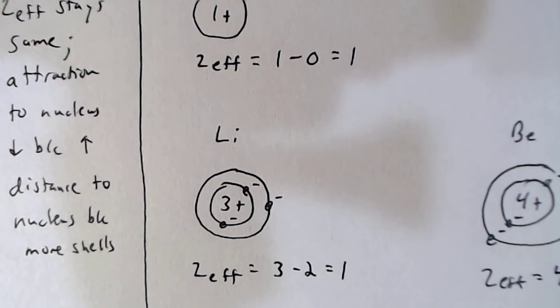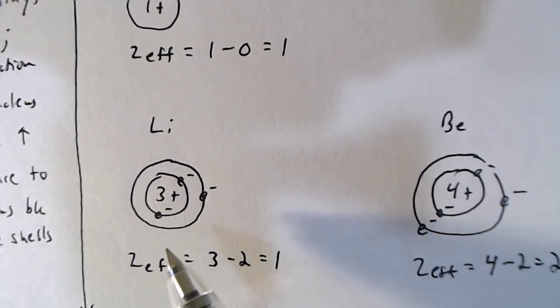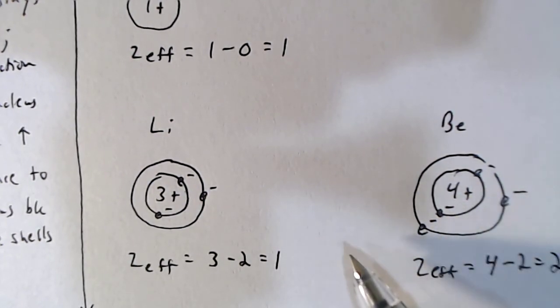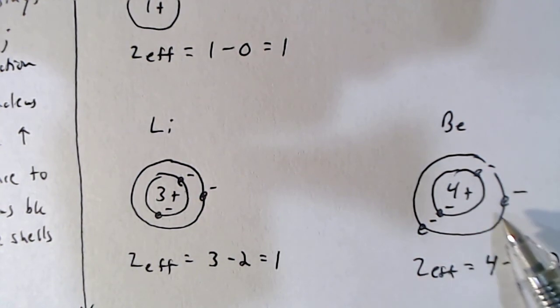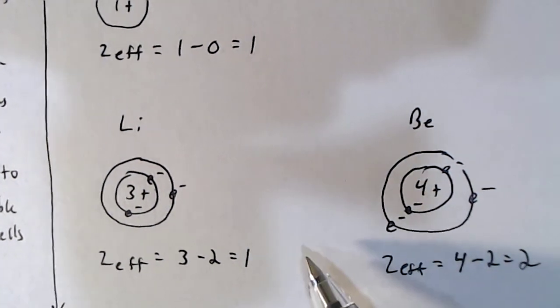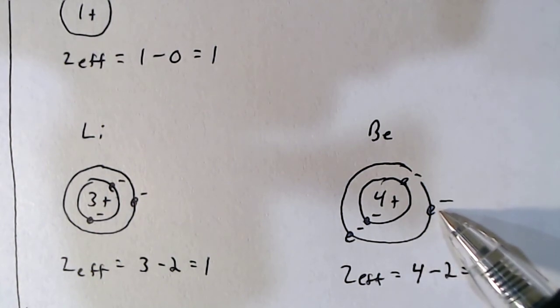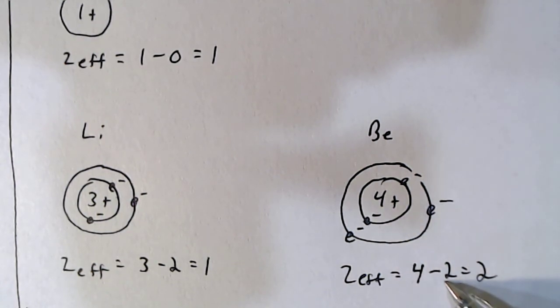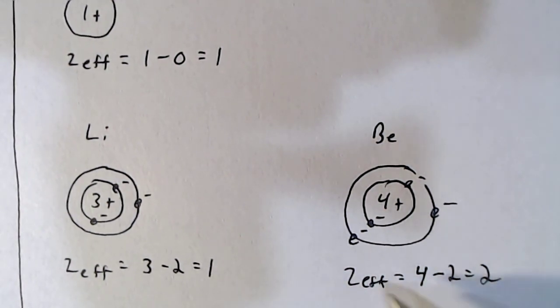So as you go to the right in the periodic table, you will see that the number of inner electrons will stay the same, but the number of outer electrons will increase. And the number of protons will increase, like we went from 3 protons to 4. With beryllium, this has 4 protons in the middle, but still only 2 electrons in between. And so for beryllium, there's a net nuclear charge of 2. So we can see that the effective nuclear charge increased, going from 1 to 2.